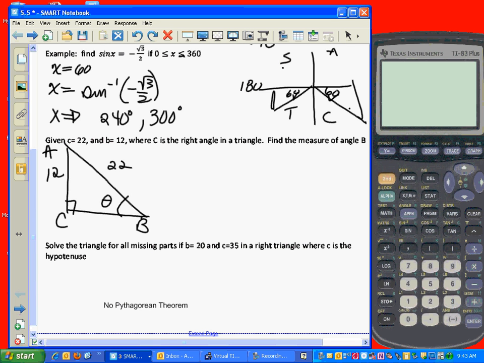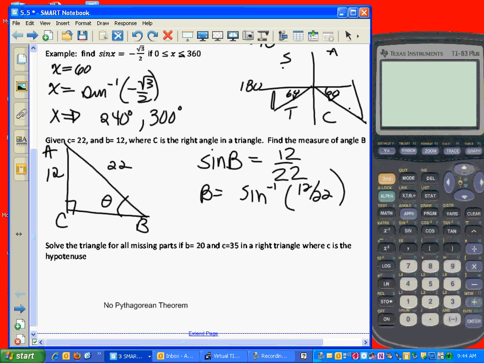Okay? All right. So I'm going to say, actually I can just say the sine of B is equal to 12 over 22, correct? Would you agree? So I need to see that written down correctly. How am I going to solve for B then? B is equal to, what would I write now? What did I write before when I was looking for the angle measures? Sine inverse of 12 22nds.